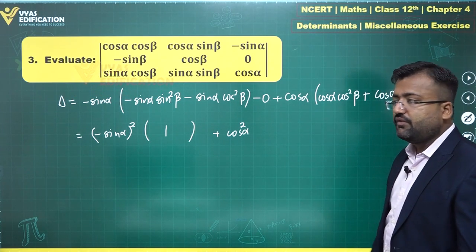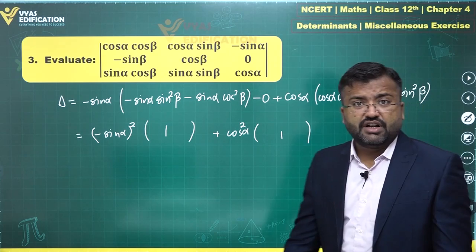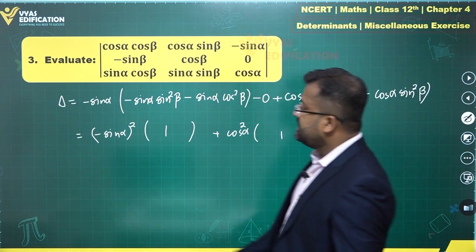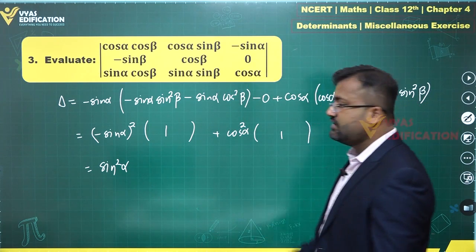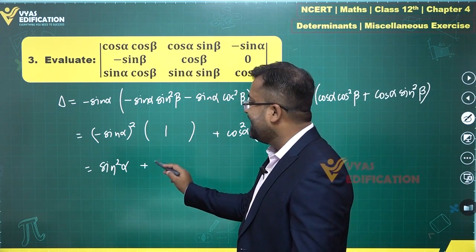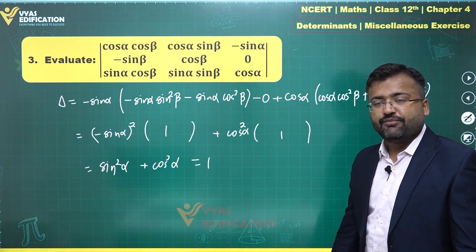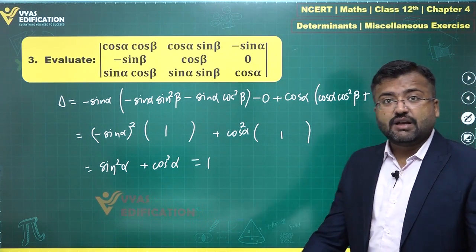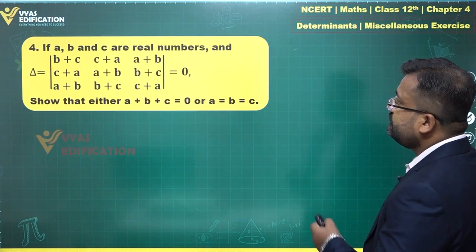This will become cos square alpha, and what remains inside is cos square plus sin square, which is 1. Cos square beta plus sin square beta, which is 1. This here is nothing but sin square alpha, and this here is cos square alpha. Obviously, they will add up to give you a 1, and that's my answer for this question, as you can see behind me. Right, that's a complete question in front of you. Let's move on to the next question after this.